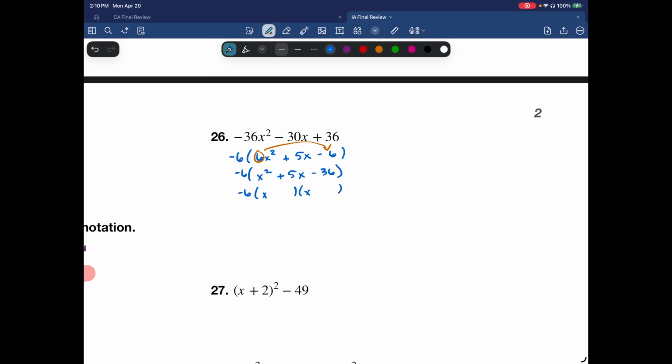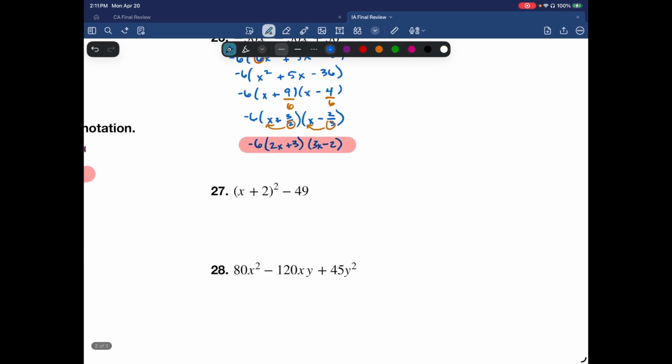Let's see, x plus minus. All right, what times what is 36 and subtracts to give you 5? Oh, that'd be 9 and 4. And because 5 is positive, it's going to be plus 9 minus 4. And then once again, I started by multiplying by 6, so I have to divide by 6 here. All right, so it's going to be negative 6, (x + 3/2)(x - 2/3). Take my denominators that are left and throw them in front of the variable. Okay, so it's going to be negative 6, (2x + 3)(3x - 2). That's my answer.